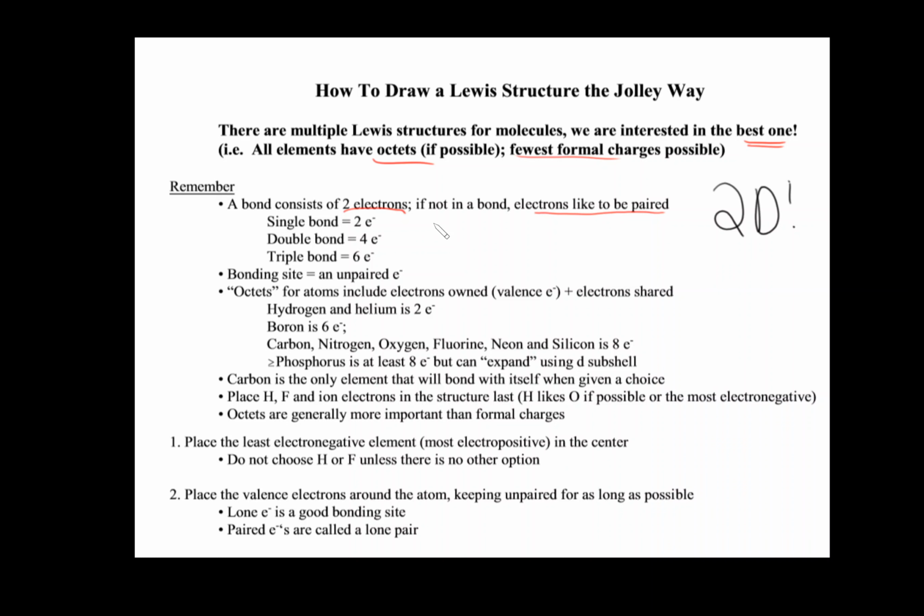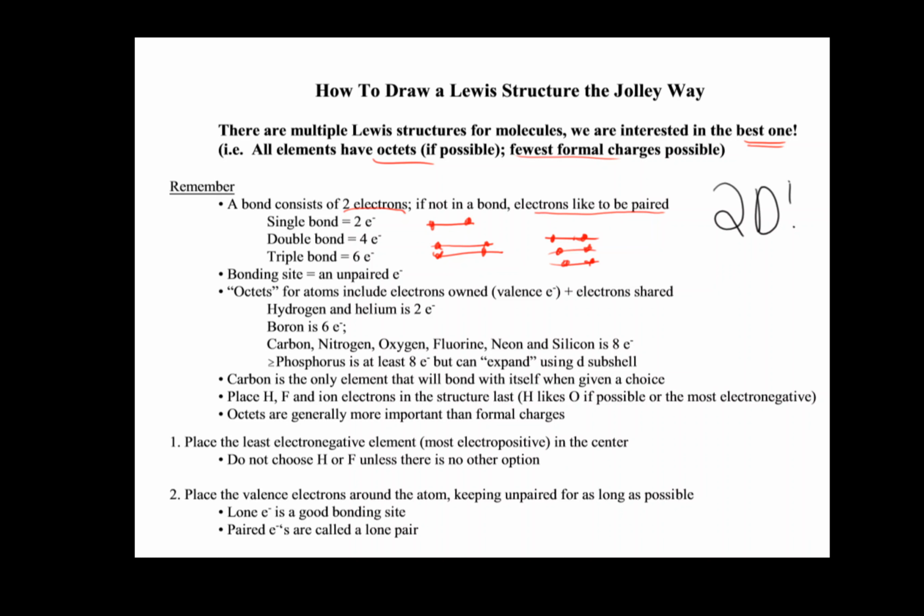All right, a single bond can be drawn with 1 line, and that represents 2 electrons. A double bond is drawn with 2 lines, and that represents 4 electrons. A triple bond is drawn with 3 lines, and that represents 6 electrons. Terrible drawings, but we get the point.